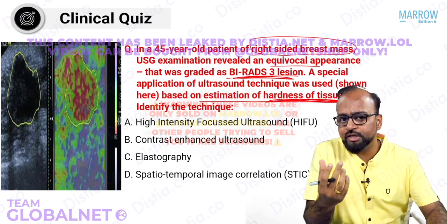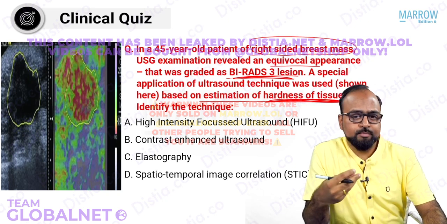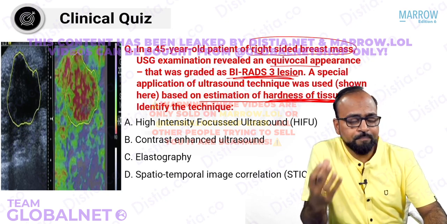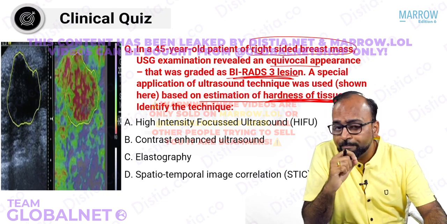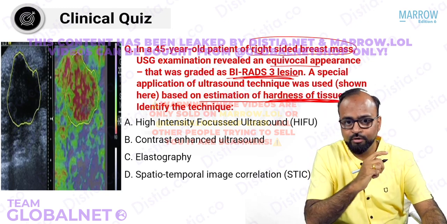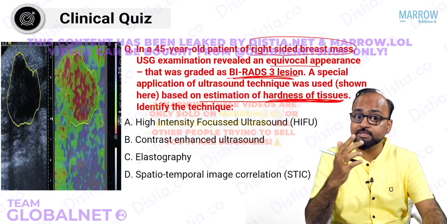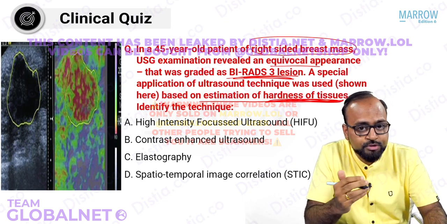Now, we are all used to seeing ultrasound images as extremely gray, dirty, blurred, black and white, grayscale images, right? But there are some specialized applications of ultrasound where color is used. One of them is color Doppler. We are going to see it.